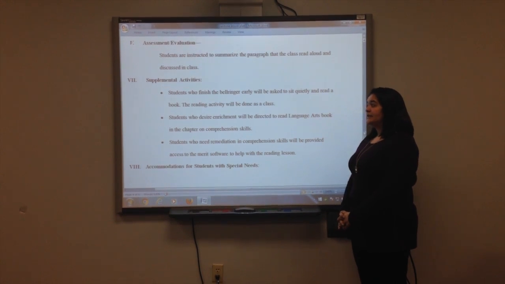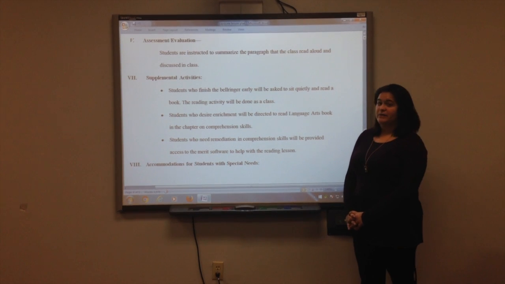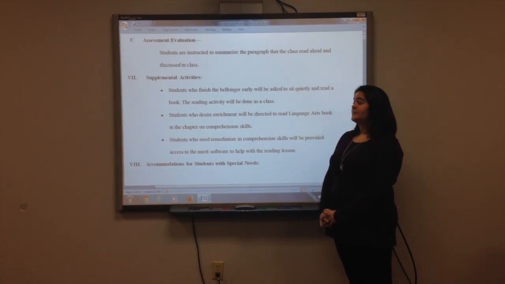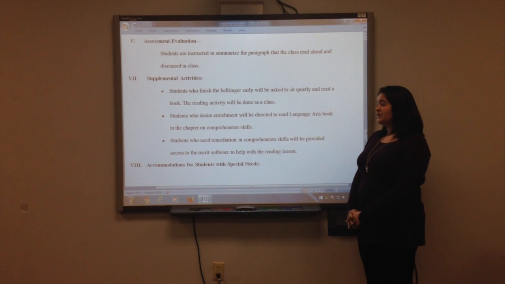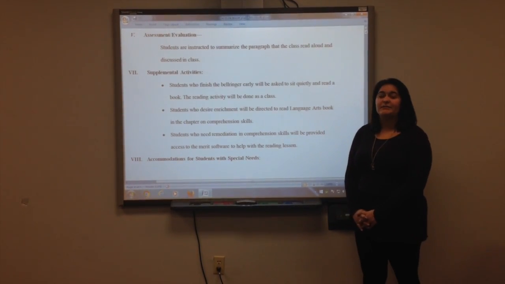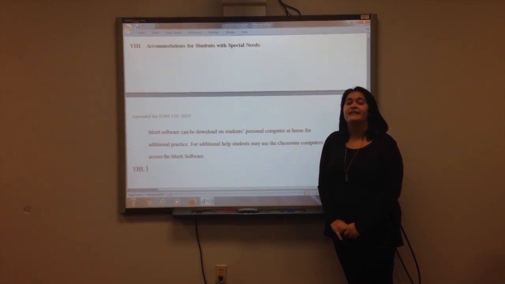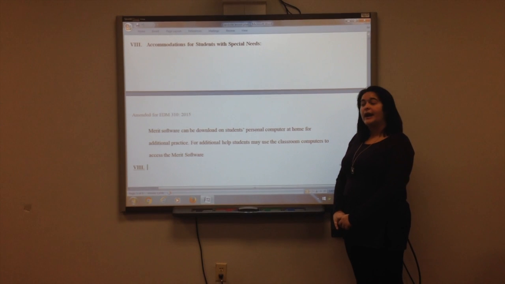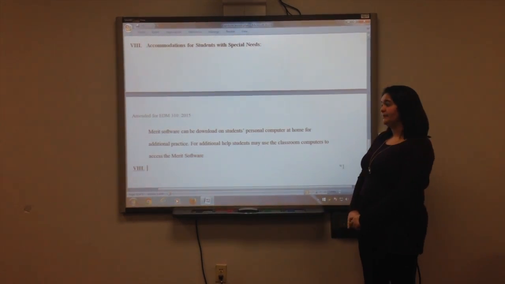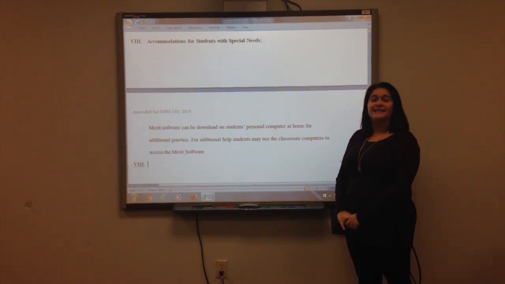Students who desire enrichment will be directed to read the language arts book chapter that discusses comprehension skills. And students who need remediation in the comprehension skills will be provided access to the Merit software to be able to do at home. For students with special needs, we'll make the accommodation that they can access the Merit software at home on their own personal computer. And for additional help, students may use the classroom computers to access the Merit software.